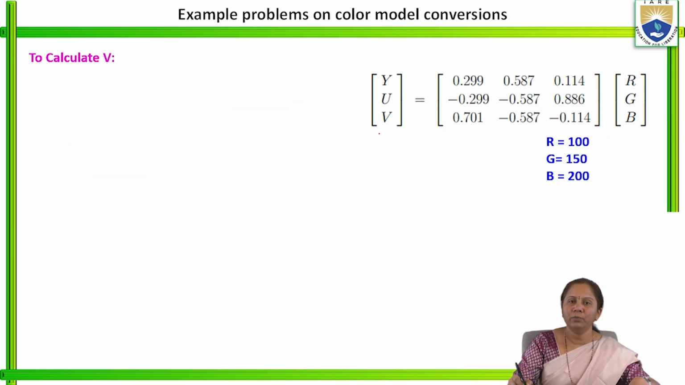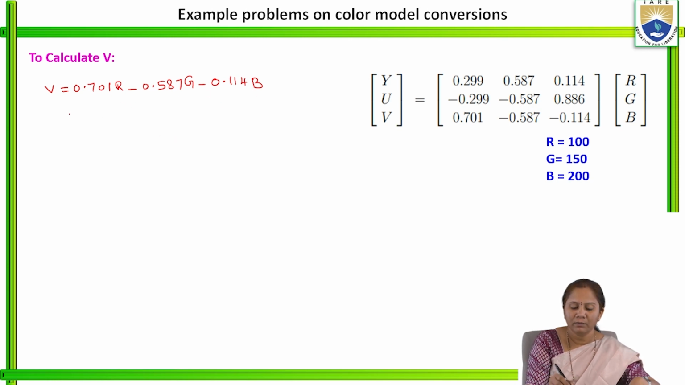Next component is V. Now we have to find the value for V. From this matrix, the equation for V is equal to 0.701 into R minus 0.587 into G minus 0.114 into B. Substituting the values of RGB, we get 0.701, R is 100, minus 0.587, the value of G is 150, minus 0.114 into B, the value is 200.